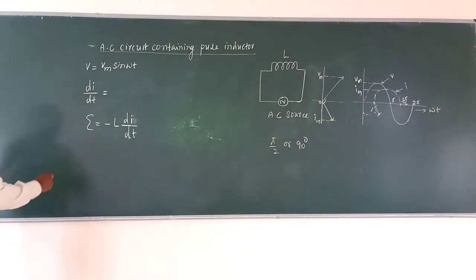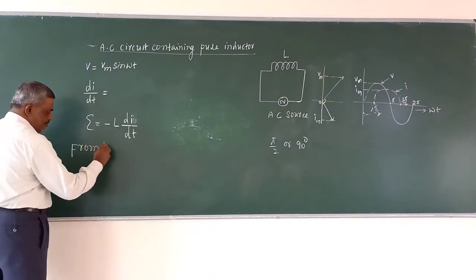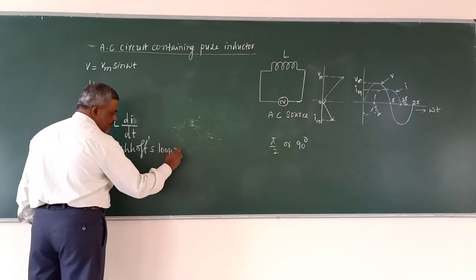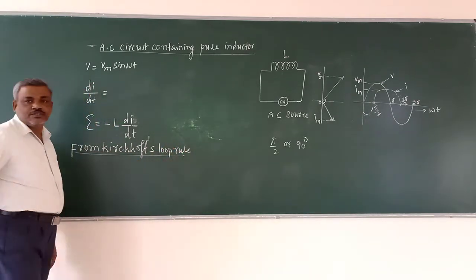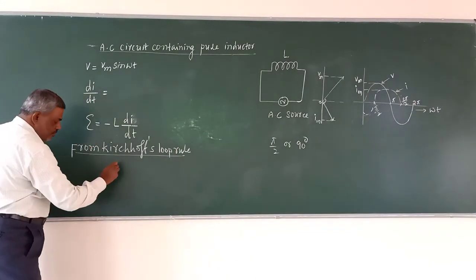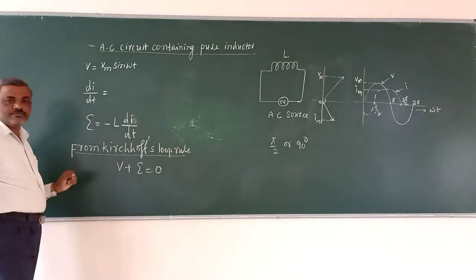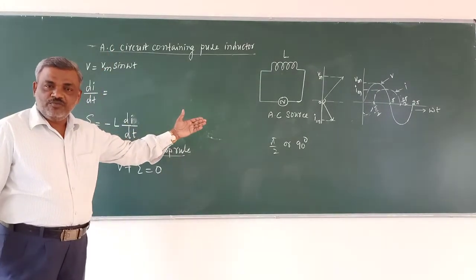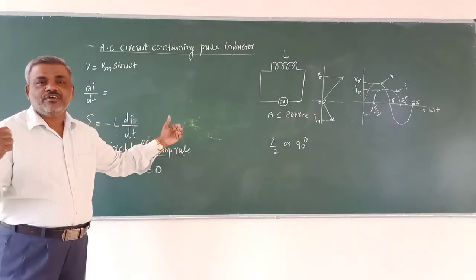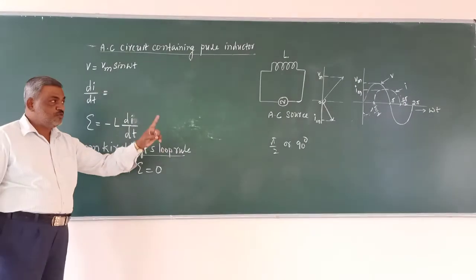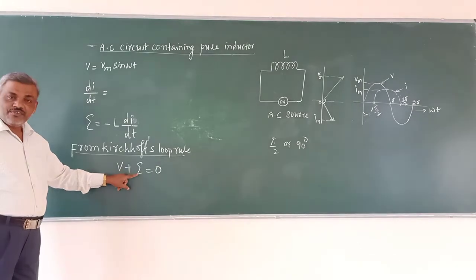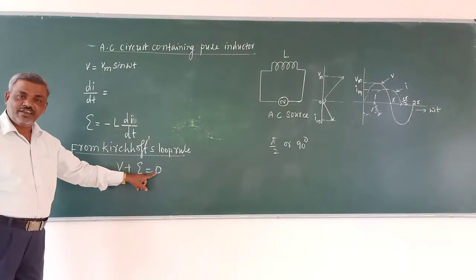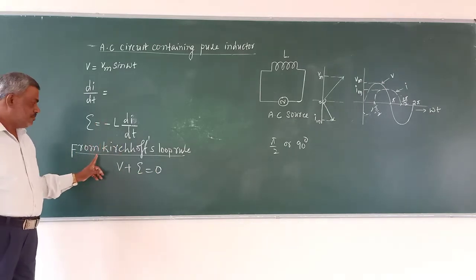From Kirchhoff's loop rule, apply to this circuit. Kirchhoff's loop rule, V plus E equals 0. Here there is no resistor. Kirchhoff's loop rule says the algebraic sum of changes in potential around any closed loop involving resistors and cells must be equal to 0. Here V is the source voltage, E is the EMF induced in the inductor. In this circuit the resistance may be 0. So V plus E equals 0, applying Kirchhoff's loop rule.